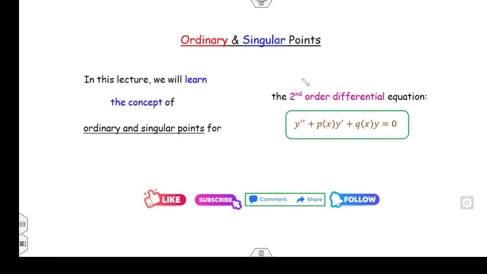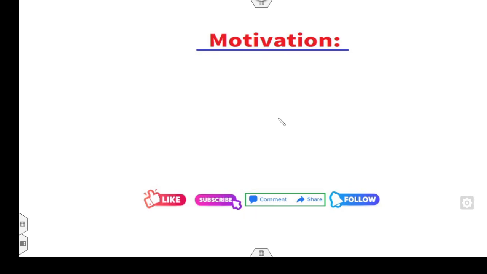What is the objective of today's lecture? We will see the concept of ordinary and singular points for second order differential equations. Fine. तो जैसा पिछले वीडियो में, मैं आपको डायरेक्टली एग्जांपल्स और थ्योरम पे नहीं मूव करूंगा. Firstly, I will give you the motivation. Fine. कैसे आप अपनी डे टू डे लाइफ से इसे कनेक्ट कर सकते हो.